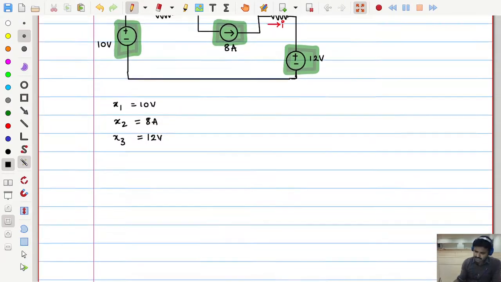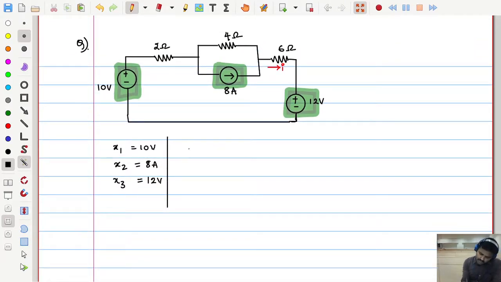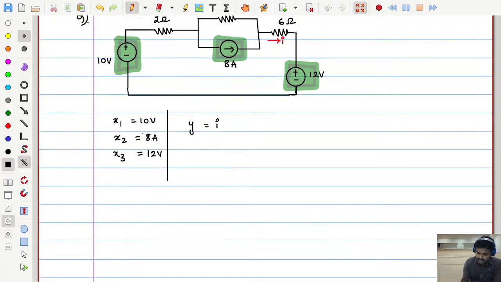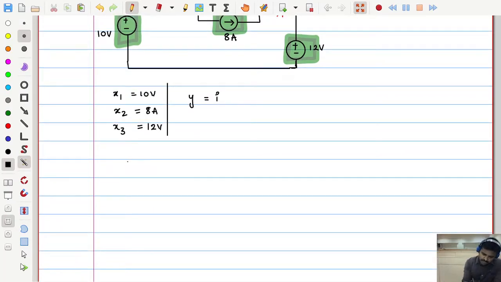So, let me put the output also. What is our output? Output is the current I, the current through this 6 ohms. These things must be clear once you see the circuit diagram. Then let us move on. Depending on the number of inputs, I will divide into that many cases. Now only X1, the 10 volt source, is there. I want to make X2 to be 0 and X3 also to be 0.